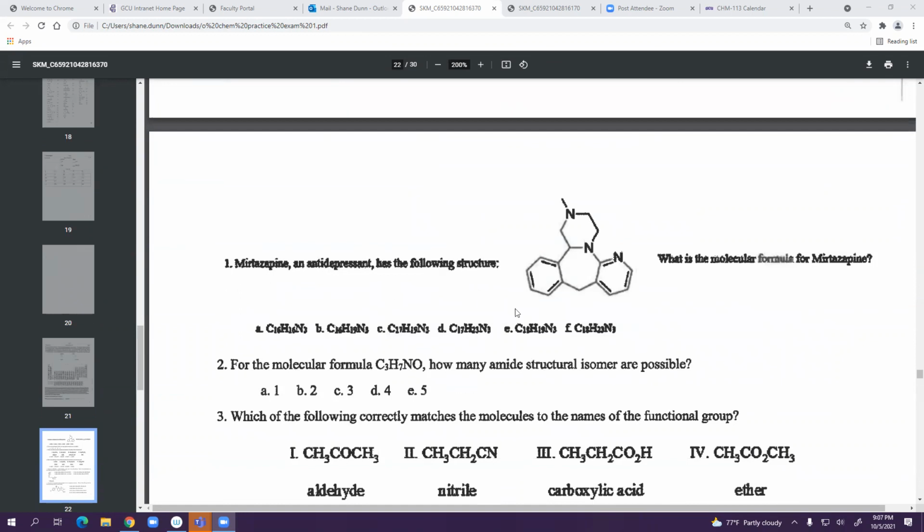Hey, number 1, count carbons, count hydrogens. We've done this before, right? Hint, hint, wink, wink, it's popped up in 3 practice exams. That question will be on the test.